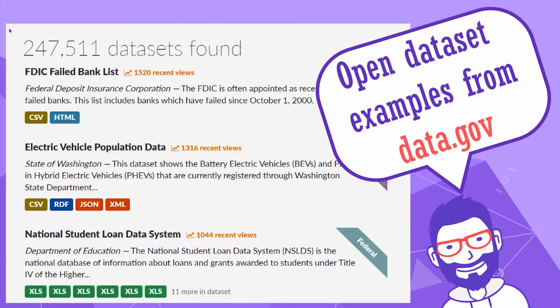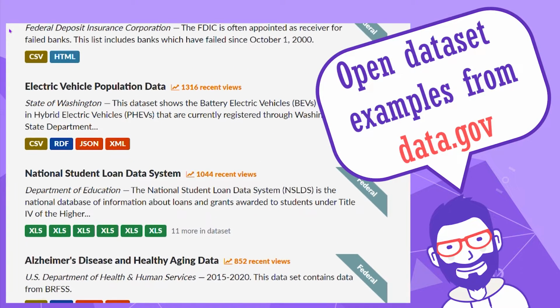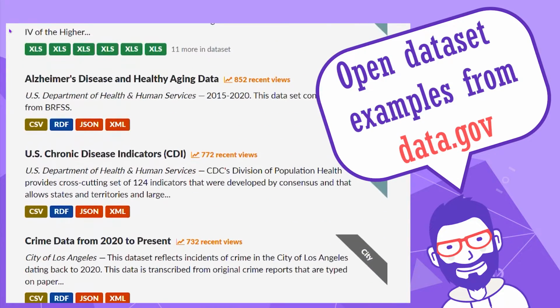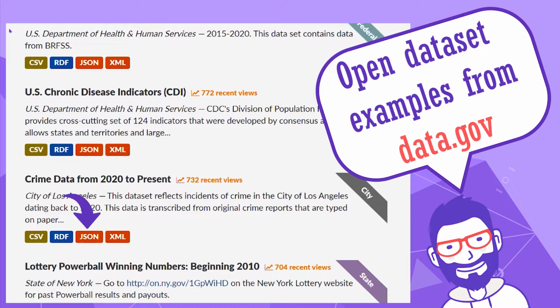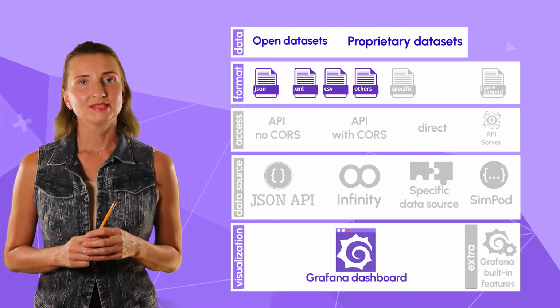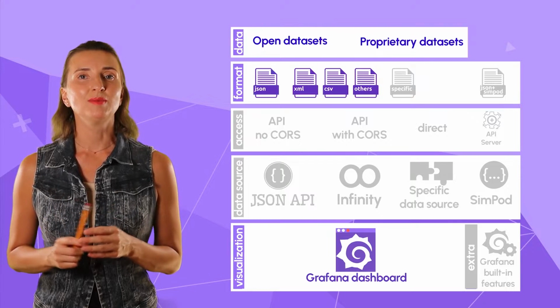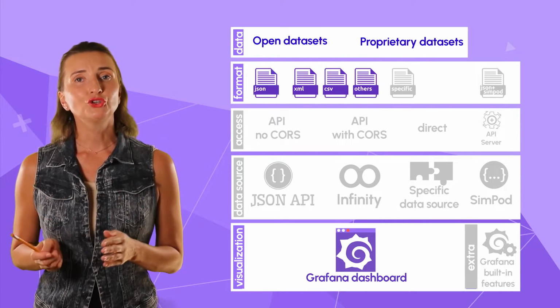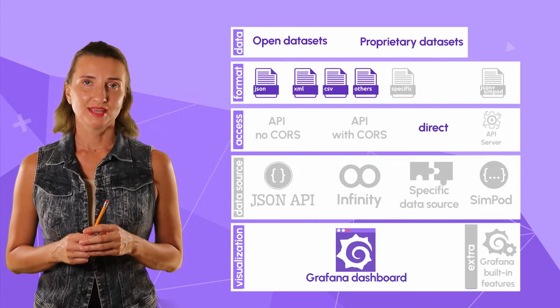Open datasets, by definition, generate data files for you to download and digest. Most of the time, the formats of the files are JSON, XML, or CSV. Proprietary datasets can utilize the same approach as open datasets and generate data files. Alternatively, direct access can be given.